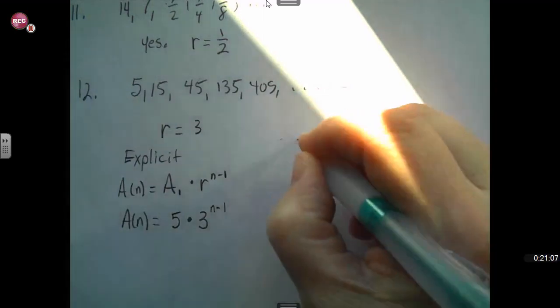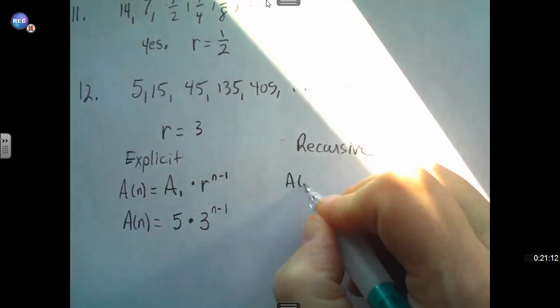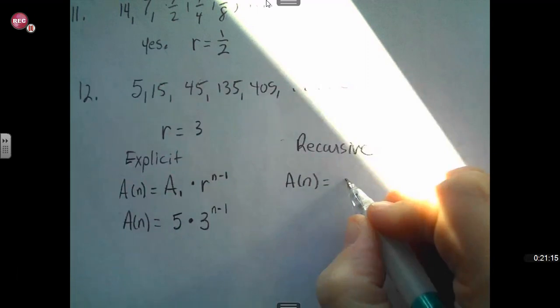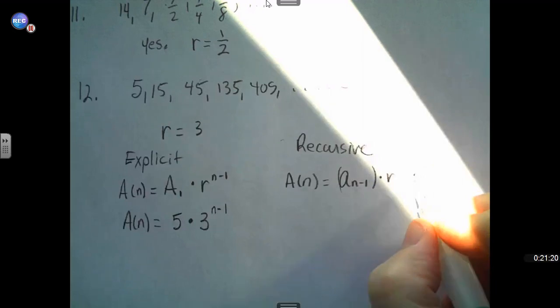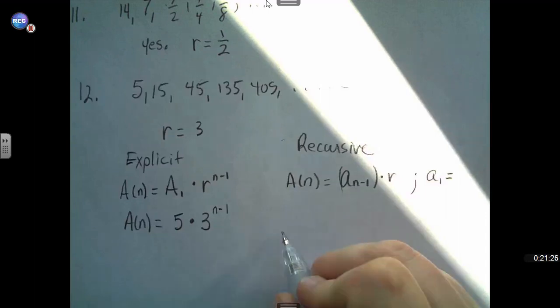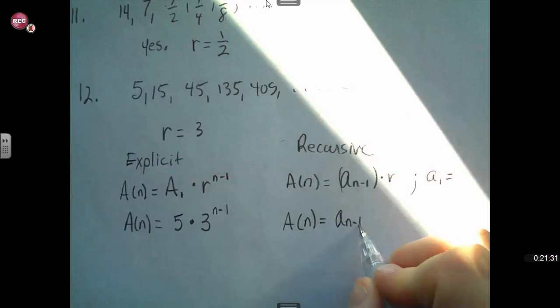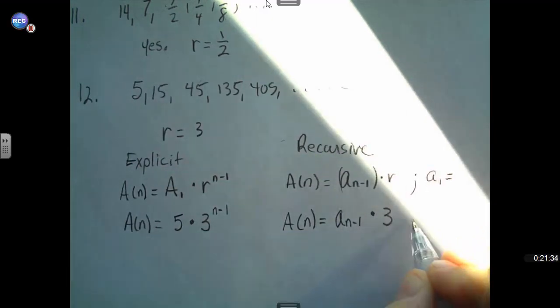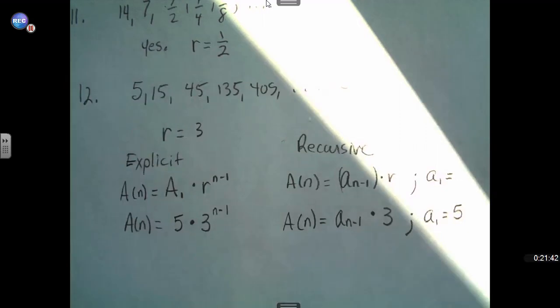And for the recursive formula, our recursive definition is A of n equals A sub n minus 1 times r, and I have to tell you what A sub 1 is. So the recursive formula for this is A of n equals A sub n minus 1 times 3, and A sub 1 is 5. So you take the previous term, multiply it by 3, and you get the next term. And the starting term is 5.